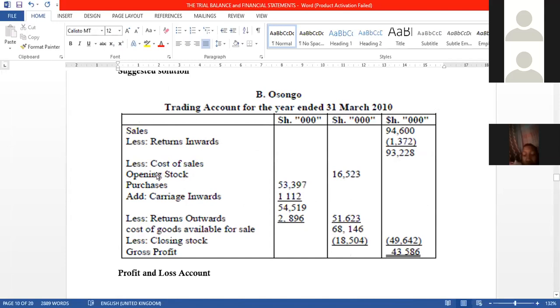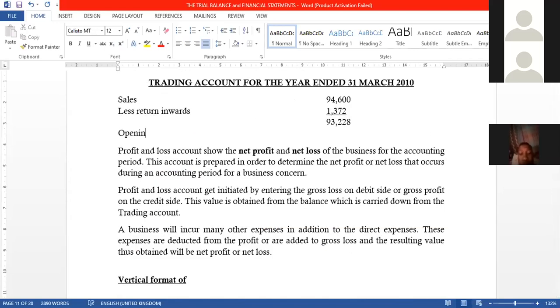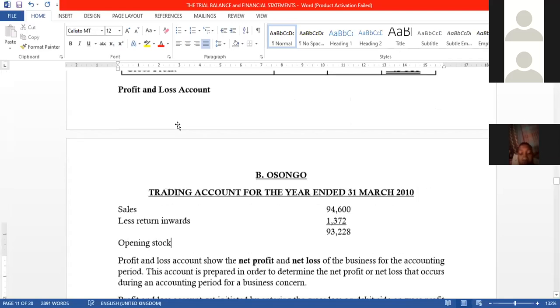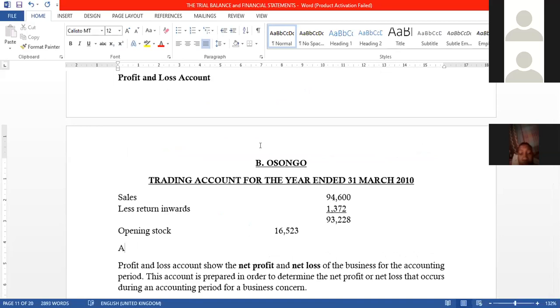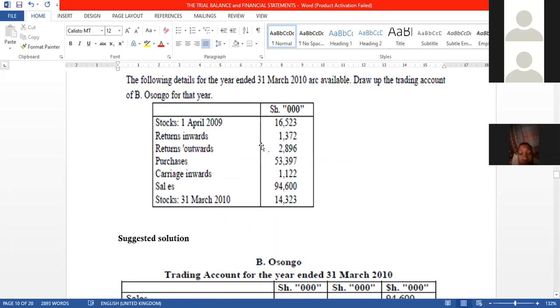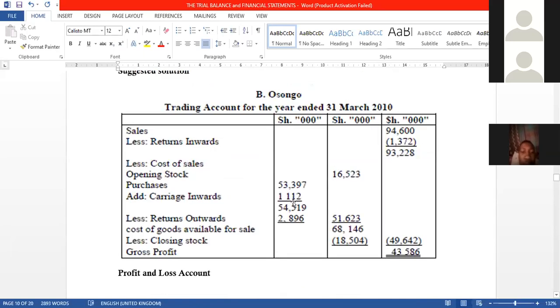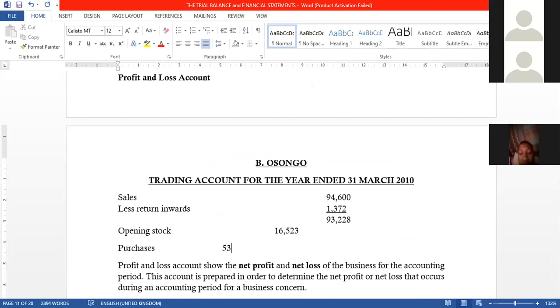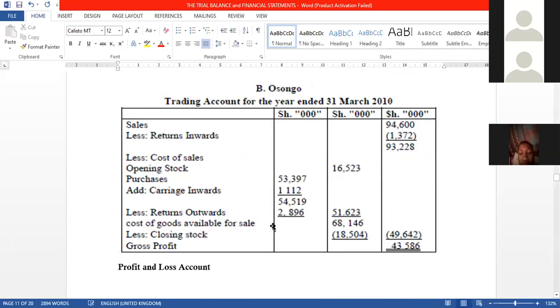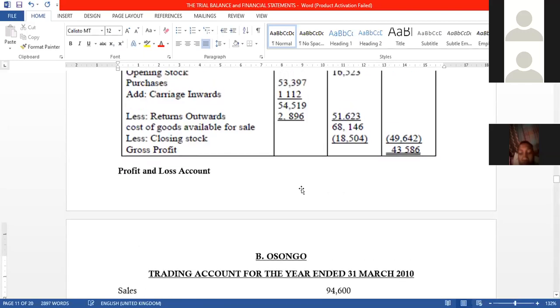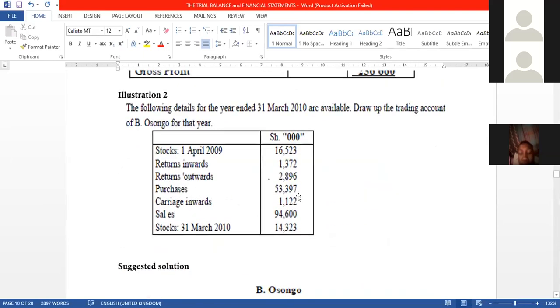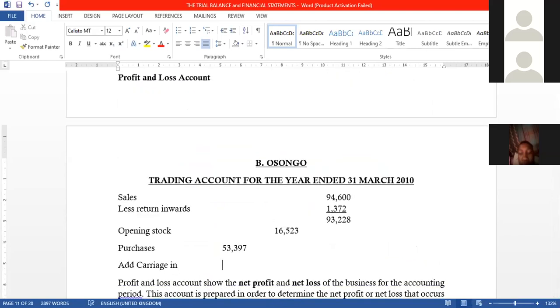And then we go to the cost of sales. So we have opening stock. What was the amount of opening stock? 16,523. The next thing we have is purchases. What is the amount of purchases? 53,397. And next we have carriage in. What is the amount of carriage in? The amount of carriage inwards is 1122.